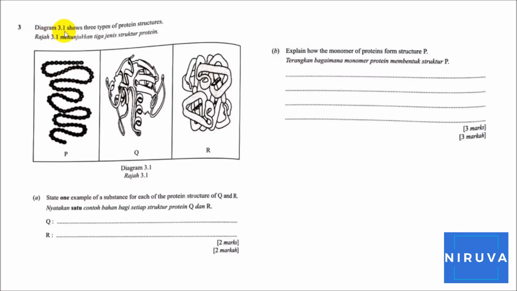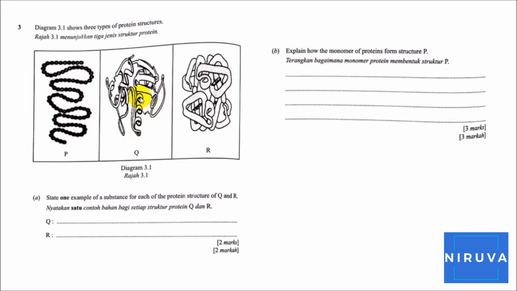Alright, question 3. Diagram 3.1 shows three types of protein structures. We have structure P, structure Q, and structure R. Okay, and then part A: state one example of a substance for each of the protein structures Q and R.